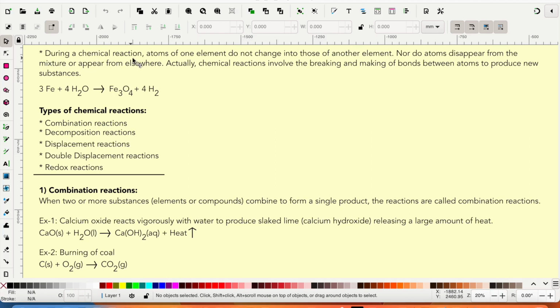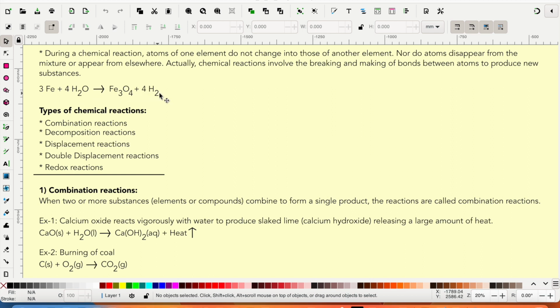During a chemical reaction, atoms of one element do not change into those of another element, nor do atoms disappear from the mixture or appear from elsewhere. Actually, chemical reactions involve the breaking and making of bonds between atoms to produce new substances. Let us understand what this means.